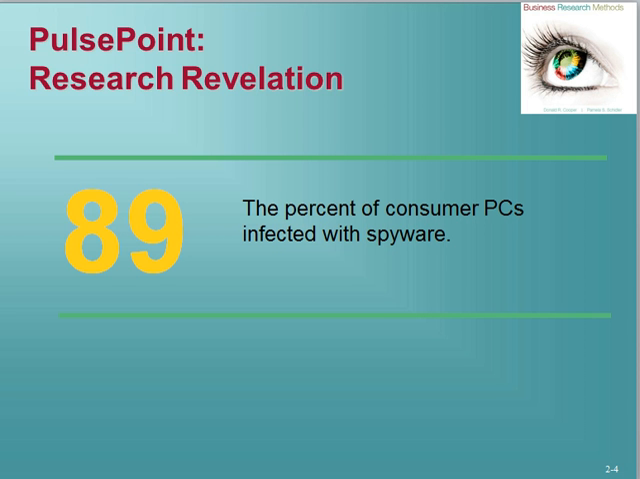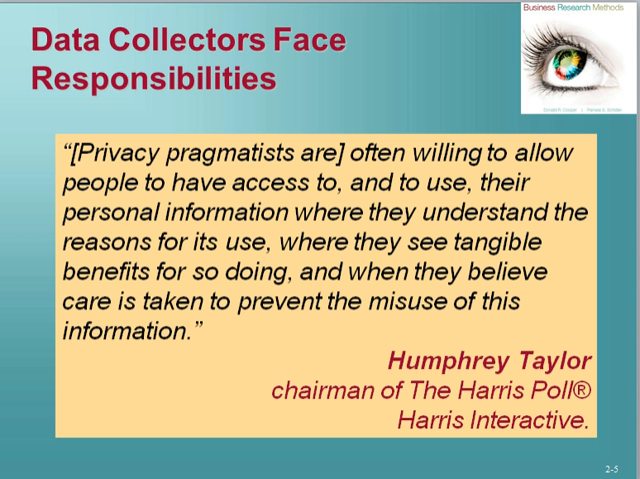Just by way of example, for ideas for using this research-generated statistic, for example, 89% of consumers' PCs are infected with spyware. Now, spyware is a program that marketers will use to find out information about consumers. It is a deceptive practice. So people who collect data face this dilemma of rights to privacy, privacy issues, balanced with the need to know information to make better marketing decisions.